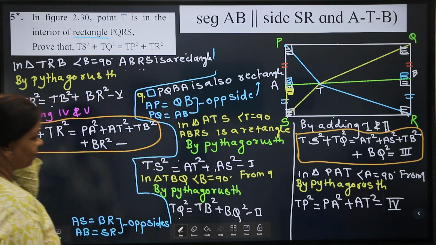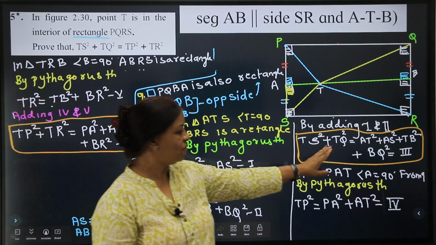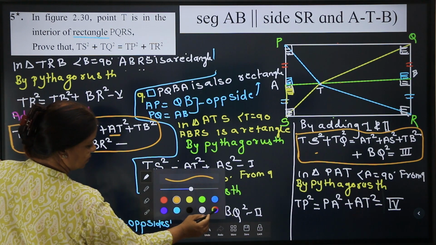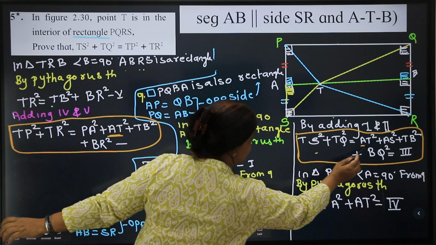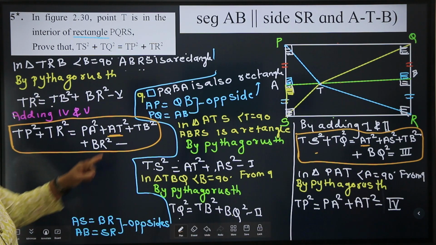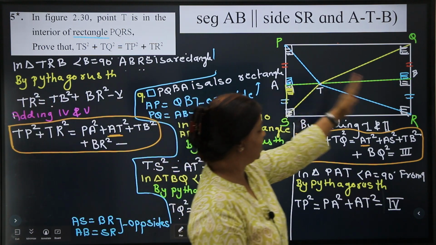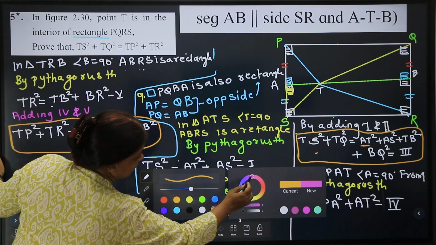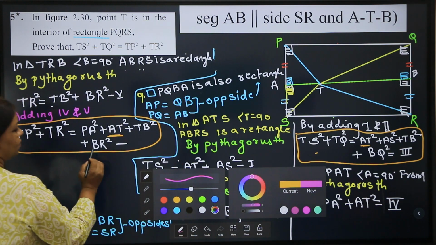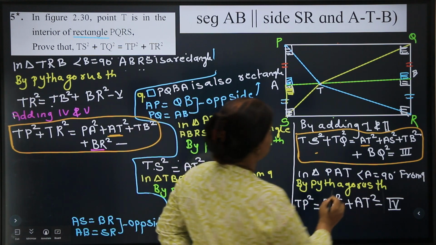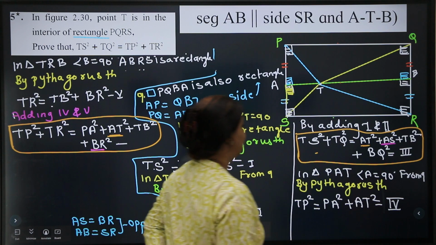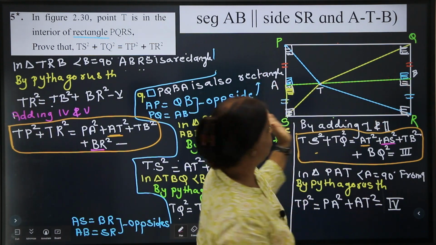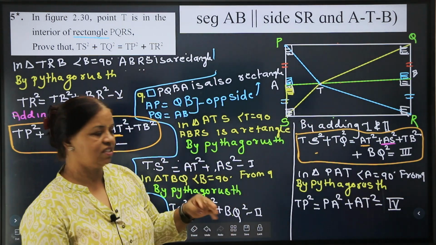Okay. Now see, this is TP square plus TR square and this is TS square plus TQ square. Let's see, AT we are having. This is my AT. Then we have AS over there. And AS is definitely equal to BR, we know. Is it BR here? Yes, BR. BR is equal to AS because they are the opposite sides of a rectangle. They are equal. So, these two pairs we have proved equal.